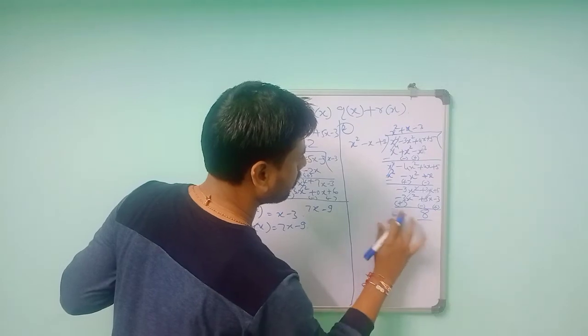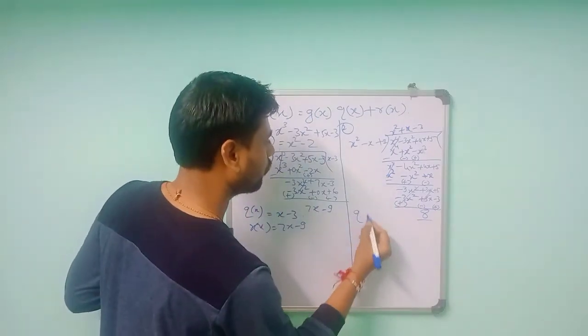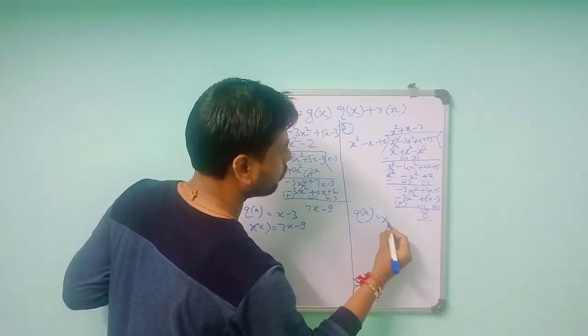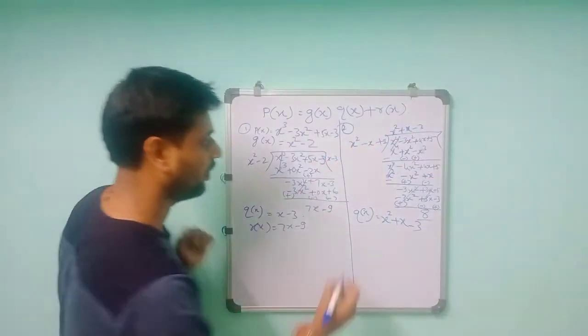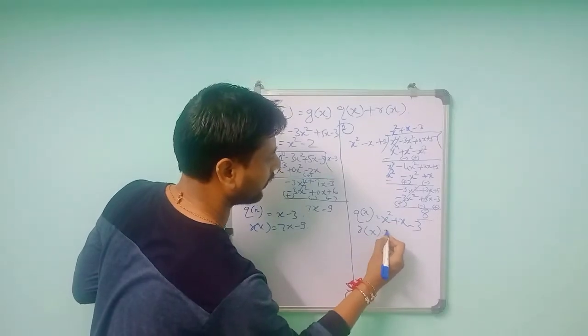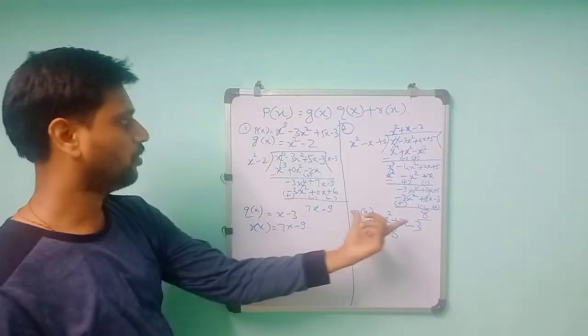So q of x is equal to x square plus x minus 3, and r of x is 8. So you have to find q of x and r of x.